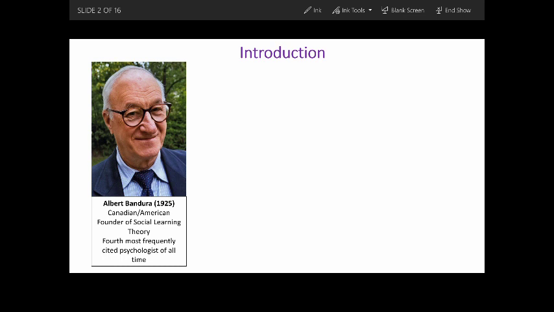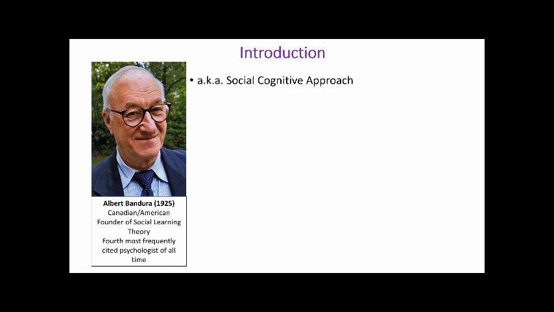Pictured here is Albert Bandura. He's one of the most famous psychologists of all time. He's also probably the most famous social learning theorist. Social learning theory is also known as the social cognitive approach because it involves elements of social factors, i.e. people around us, and cognitive factors, i.e. the way we think and decision making.